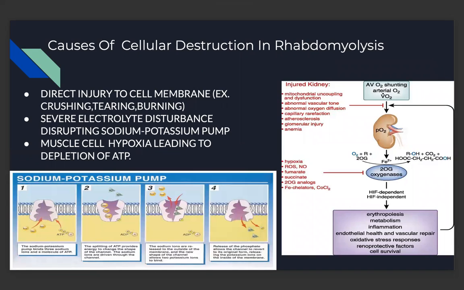Causes of cellular destruction of rhabdo. Direct injury to the cell membrane, such as crushing, tearing, burning, and severe electrolyte disturbance, disrupting the sodium-potassium pump. During normal muscle physiology at rest, ion channels, including sodium-potassium pumps and sodium-calcium exchangers located on the plasma membrane, the sarcolemma, maintain low intracellular sodium and calcium concentrations and high potassium concentrations within the muscle fiber.